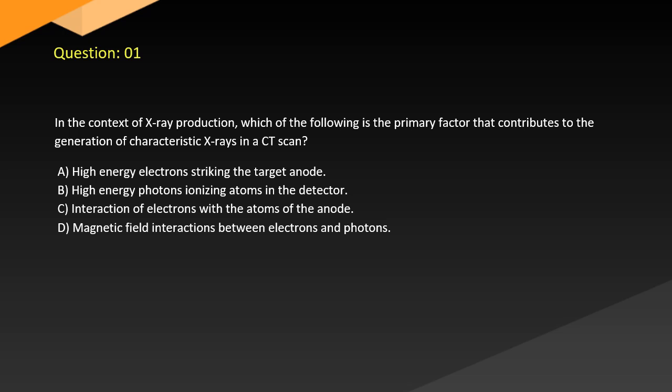Question 1. In the context of X-ray production, which of the following is the primary factor that contributes to the generation of characteristic X-rays? A. High-energy electrons striking the target anode, B. High-energy photons ionizing atoms in the detector, C. Interaction of electrons with the atoms of the anode, D. Magnetic field interactions between electrons and photons.